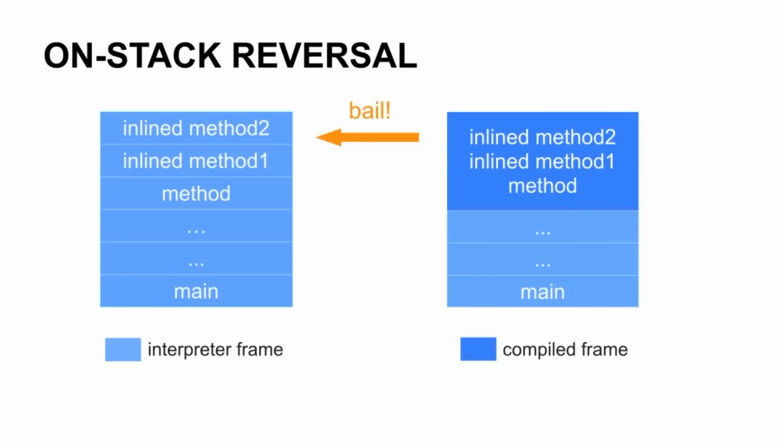Because it's important to remember, we're bailing out of a compiled piece of code, and compiled pieces of code may have inlined many methods, up to 9 levels deep. And so we may not be bailing just a single method. We may be bailing 3, 4, 5 methods. And when we do this, we're basically doing an on-stack replacement in reverse. We're going from compiled code to interpreted code mid-execution.